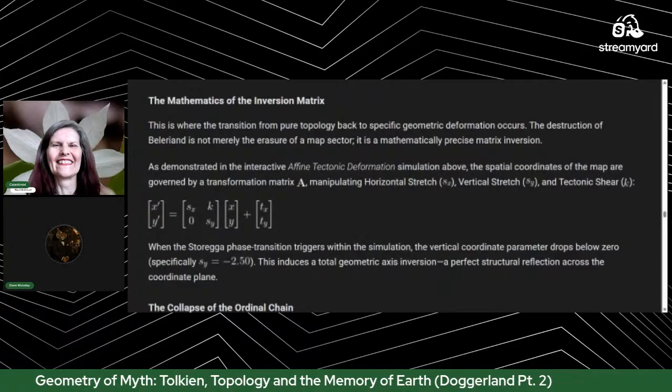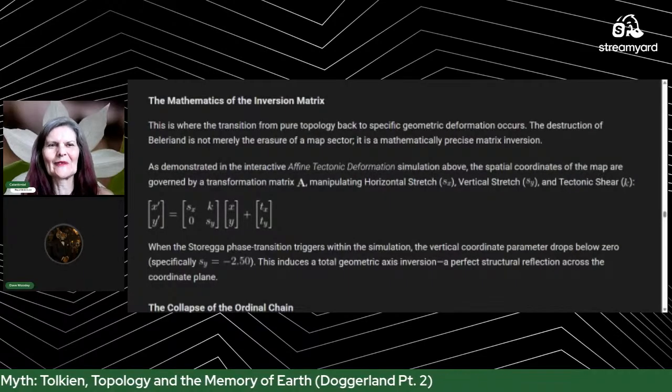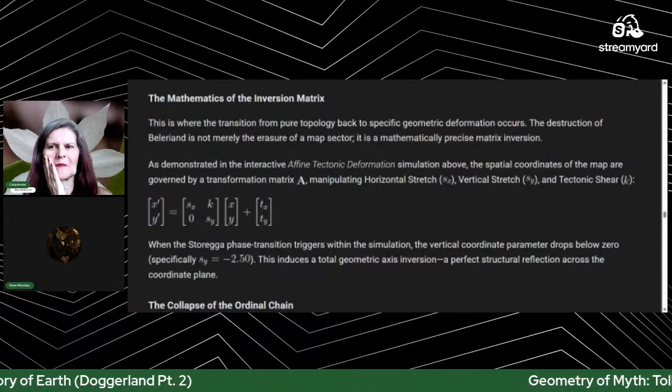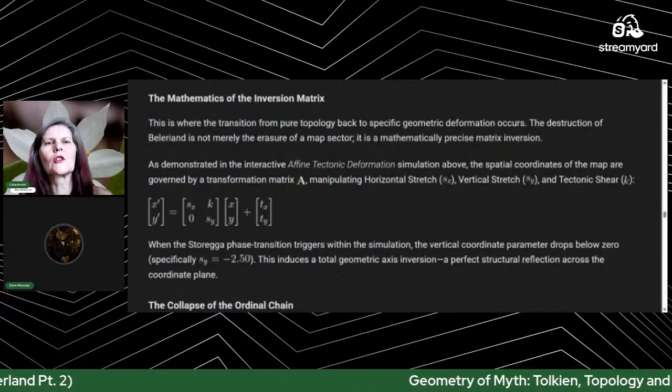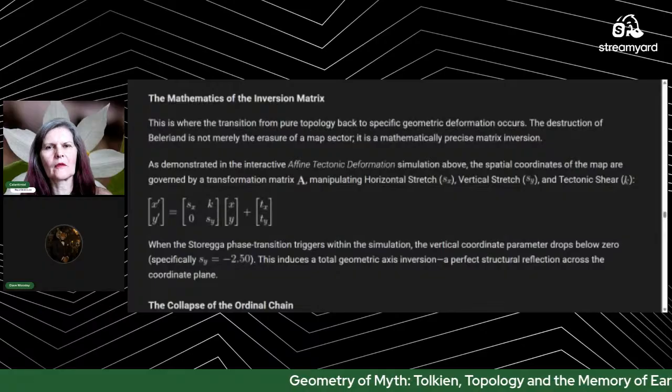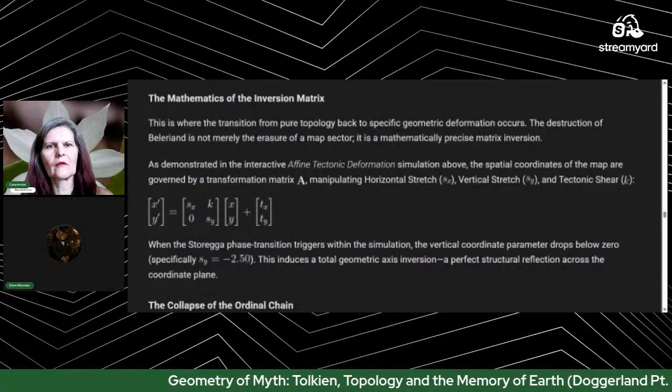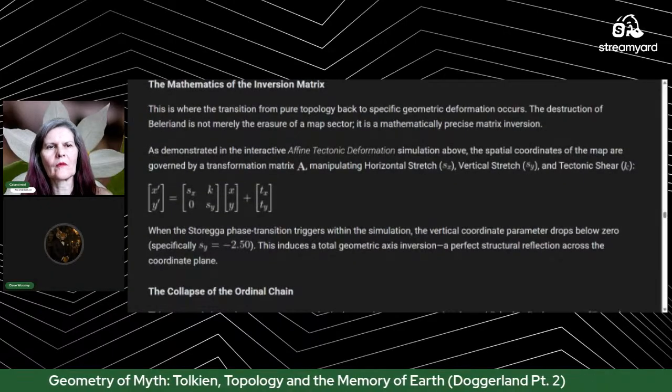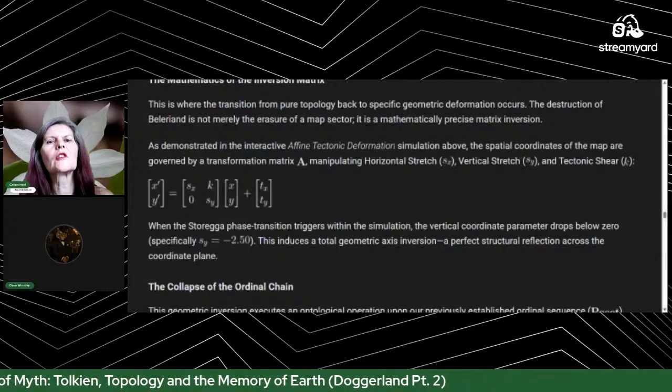Here's where the transition from pure topology back to specific geometric deformation occurs. The destruction of Beleriand is not merely the erasure of a map sector, it's a mathematically precise matrix inversion. And it's called affine tectonic deformation.